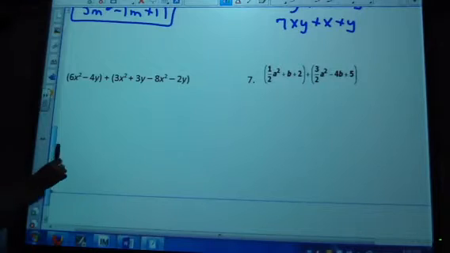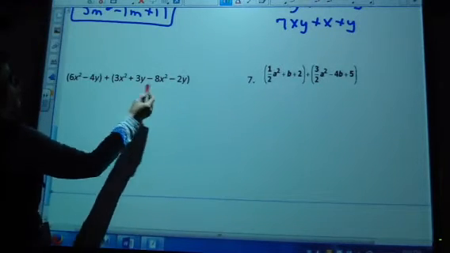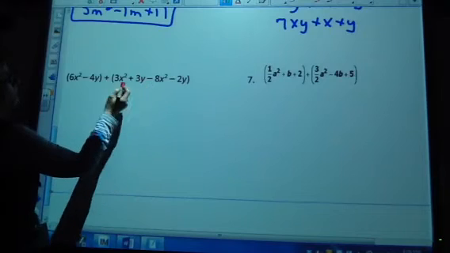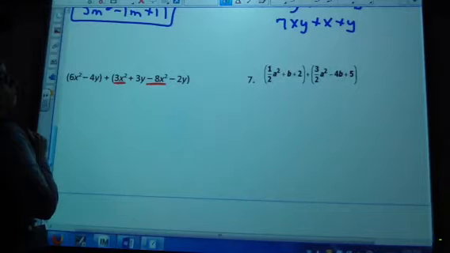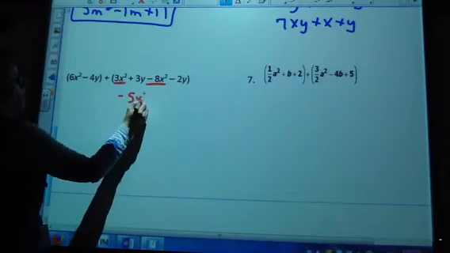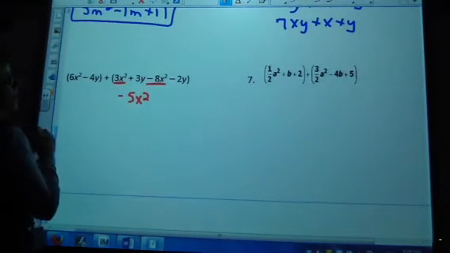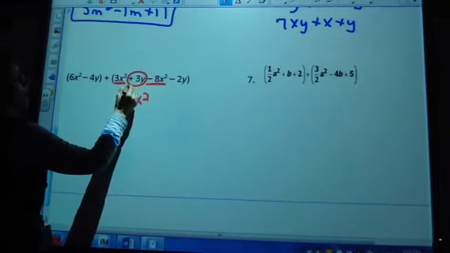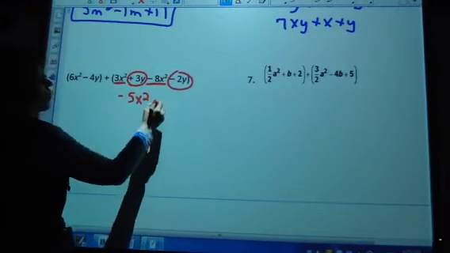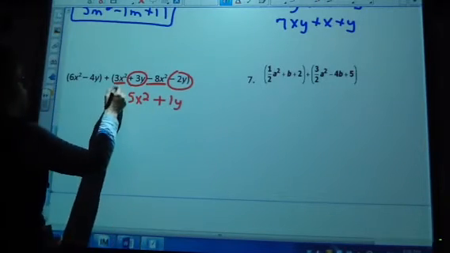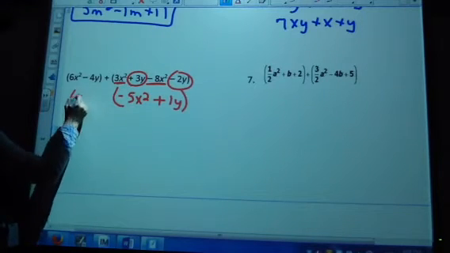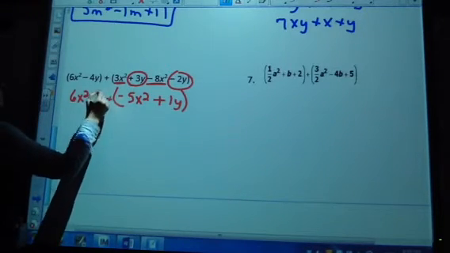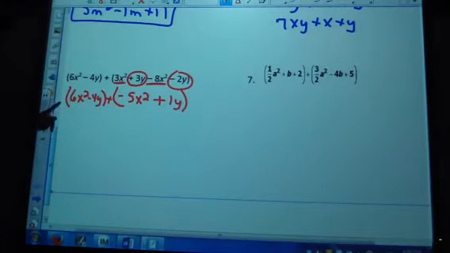Now, let's look at this polynomial right here. Can we combine any of these like terms? We have 3x squared and negative 8x squared. So that's a negative 5x squared. 3 minus 8 is a negative 5. And I have a positive 3y minus 2y, which is a positive 1y. So if we simplify this polynomial before we add, now what we have is a binomial plus a binomial.